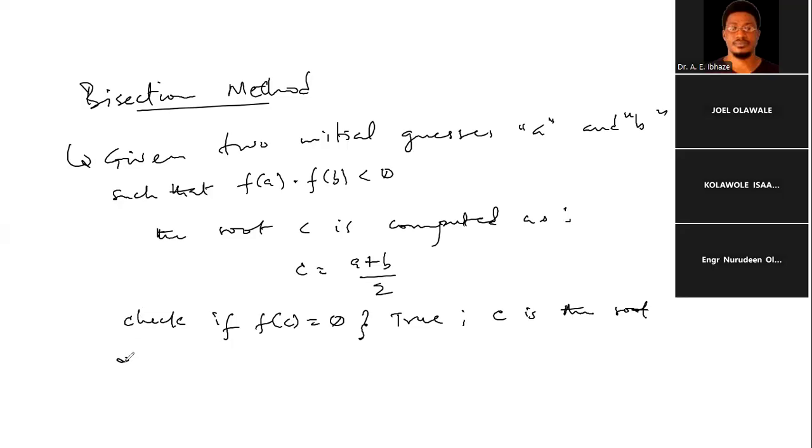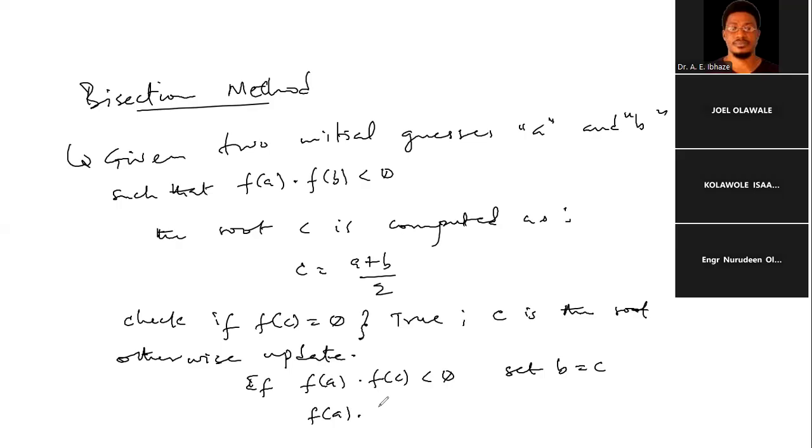Otherwise, we have to update. In updating, if f(A) times f(C) is less than 0, then we set B to be C. And if f(C) times f(B) is less than 0, then we set A to be equal to C. We repeat this until we get convergence.